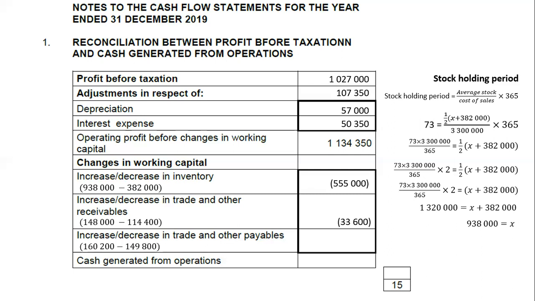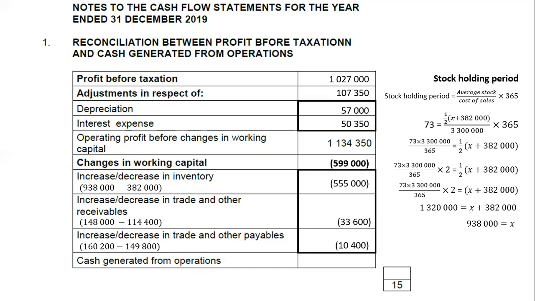When it comes to trade and other payables, for last year it was 160,200. This is after excluding SARS income tax as well as shareholders for dividends. And then for this year, it is 149,800. You realize that our trade and other payables have actually gone down. If it goes down, it means that we have made a payment, and the payment will result in a cash outflow of 10,400.